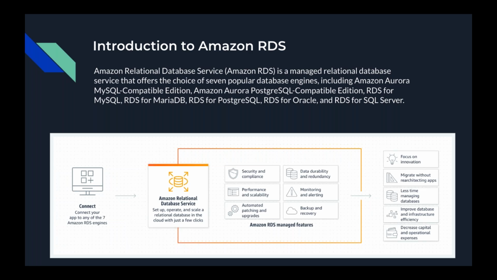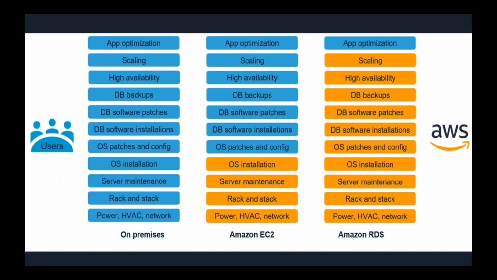So these were some of the many benefits that we get if we are using AWS RDS for your relational database work. So moving on, we have this slide. Here you can see, for example, if you have your database workload on-prem, all of the listed activities will have to be performed manually.